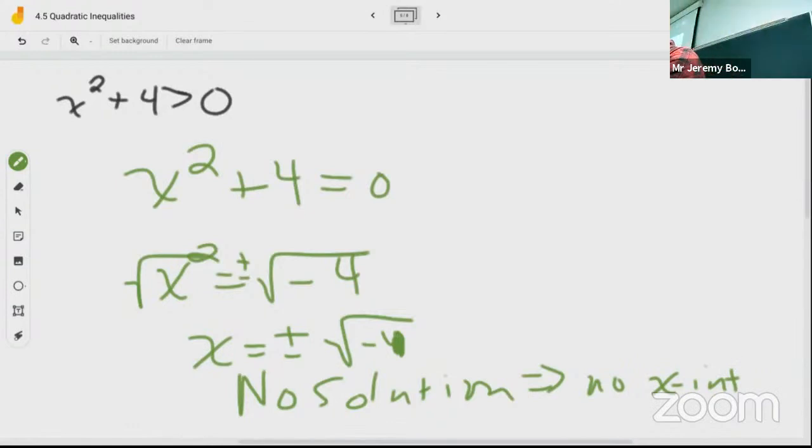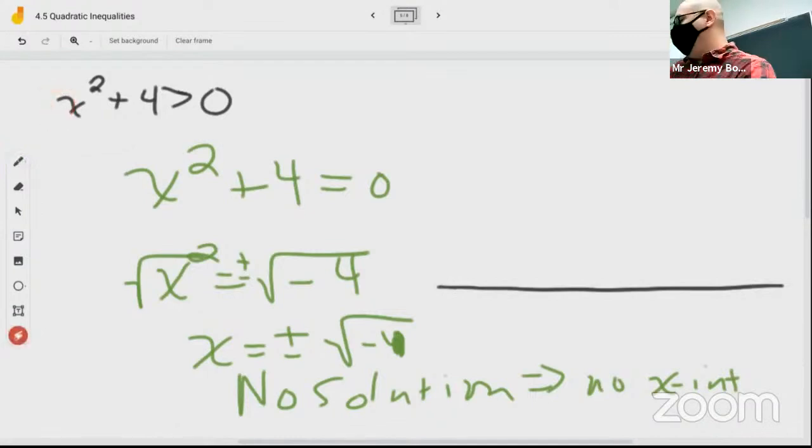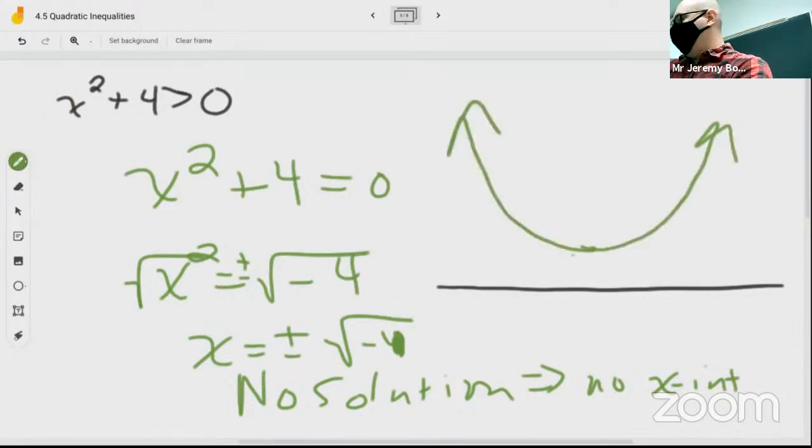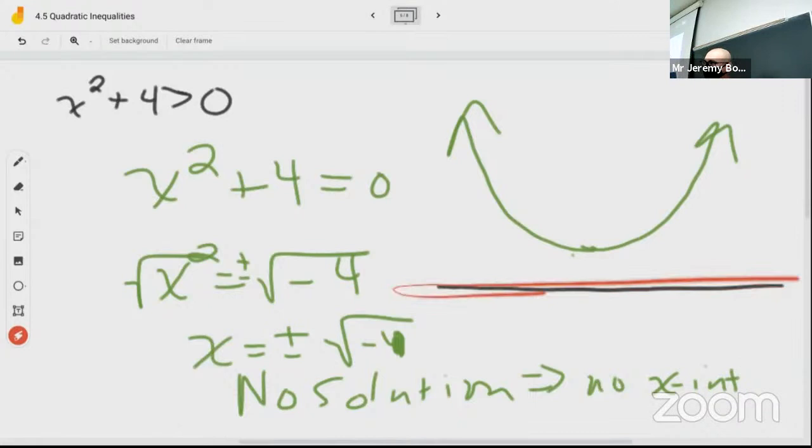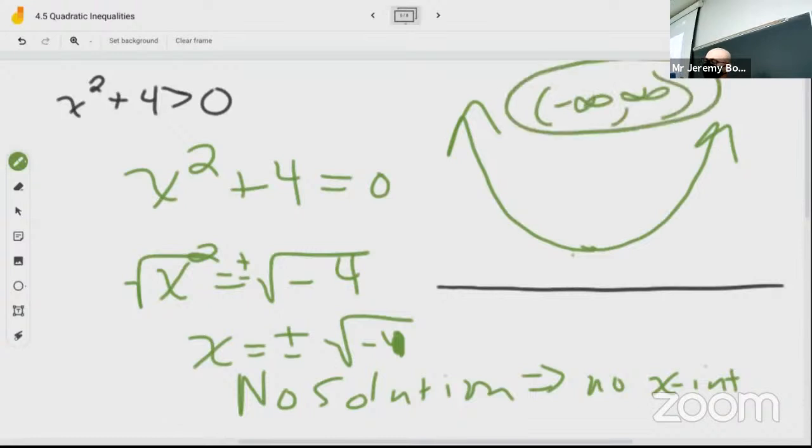Which way does this one open? Up as well. The a value is a +1. It's going to open up. That means it's going to be up here. Once again, we can find that vertex if we want to, but we don't need it for this type of problem. We want to know where is that greater than 0? Where is that above the x-axis? Does it ever go below the x-axis? No, so where is it above the x-axis? Always. So my solution says it's going to be negative infinity to positive infinity. So that's the two types you can have where there's no x-intercept.